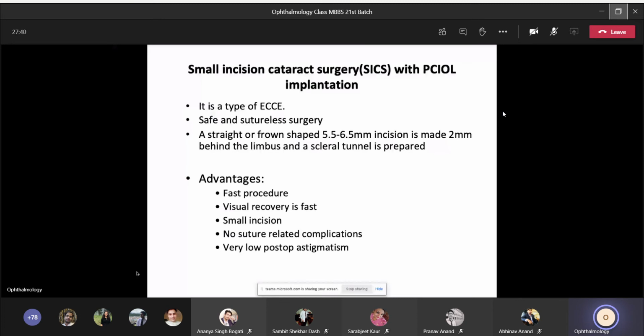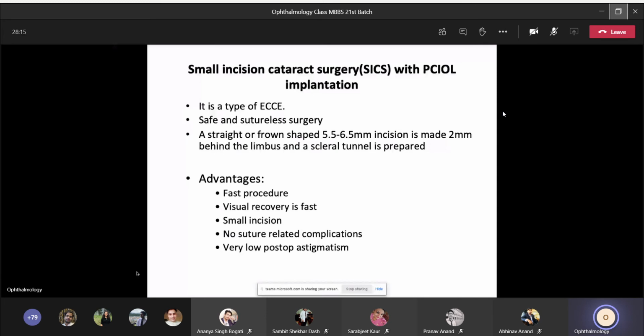What we do in this technique is give an incision which is either straight or frown shaped, about 5.5 to 6.5 millimeters. Usually the incision is given 2 millimeters behind the limbus, and then a scleral tunnel is made so that we can enter the anterior chamber, and that's how we extract the cataractous lens. I will show you the video later. This is only the theory part which I am discussing.